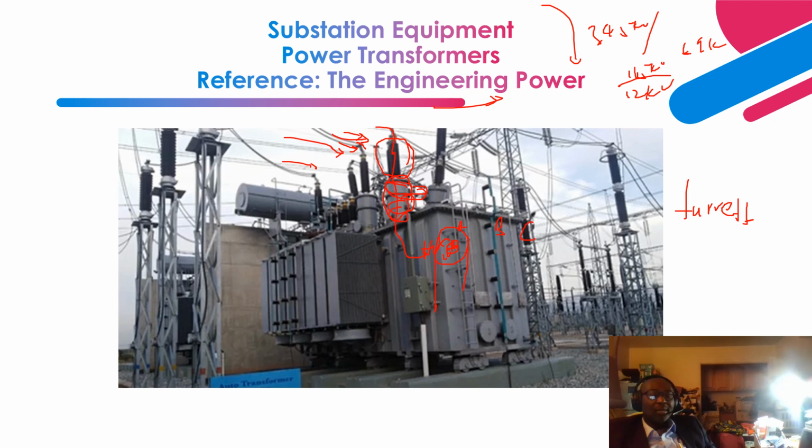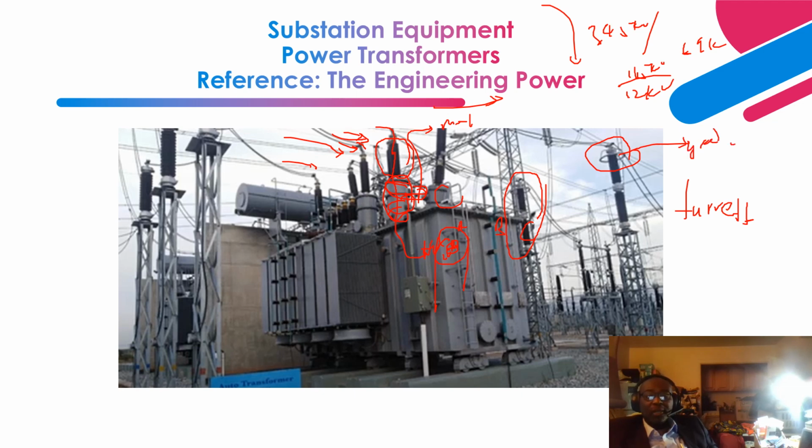So the CTs are located here, to be used for metering and protection, right? Okay. On this side is a lightning arrestor. As you can see over here, this is also another lightning arrestor, right? Okay. And I explained to you what this means, right? The grading ring, right?